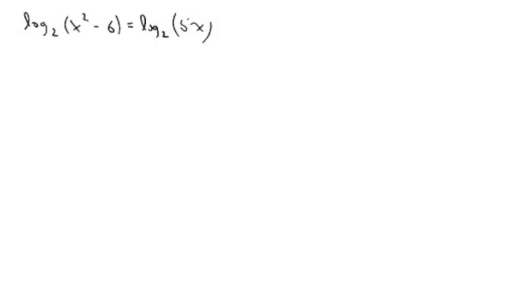Well, since it's both log base 2 and they are one-to-one functions, then the domains must also be equal. So we say x squared minus 6 must equal 5x. How do you solve it? You pull the 5x over and then you factor. It's a quadratic, move the 5x over, get it equal to 0.